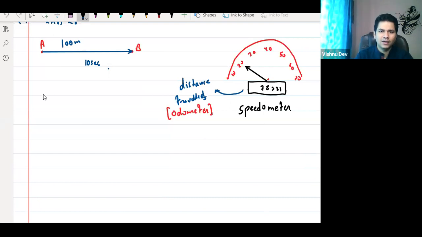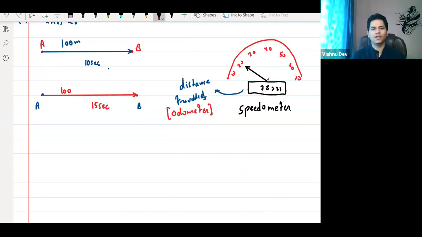Now, in the second case, again we have the same point A से B, same distance. But suppose this time Pratik took 15 seconds. Now, tell me, using this observation, what do you think? Who is fast? Madhava is fast or Pratik is fast?